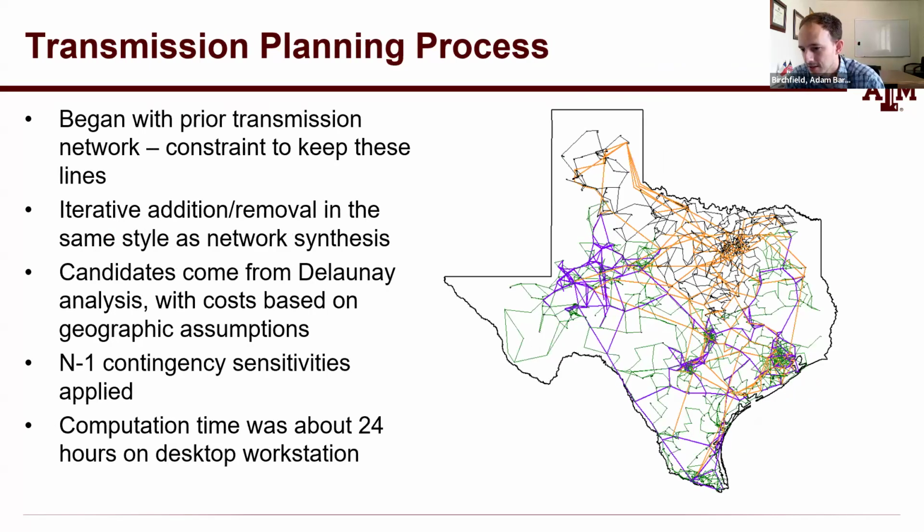We used a very similar process as before, where we began with the prior transmission network and kept those lines, and we used our iterative addition and removal in the same style as the network synthesis. The candidates come from the Delaunay analysis, same as before, and we also still apply the N-1 contingency sensitivities. We used just a desktop workstation, with 24 hours of computation time.